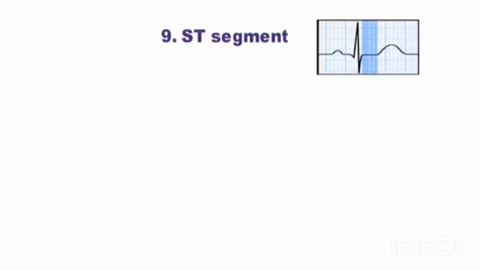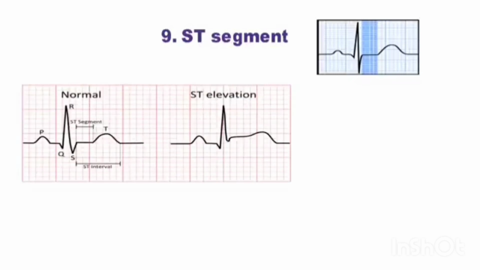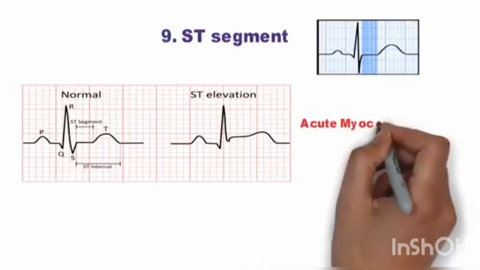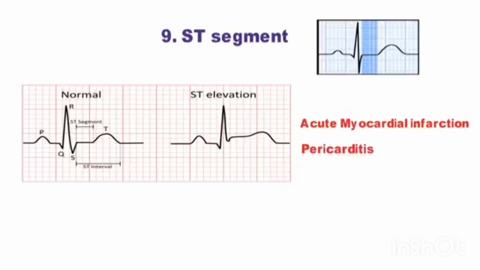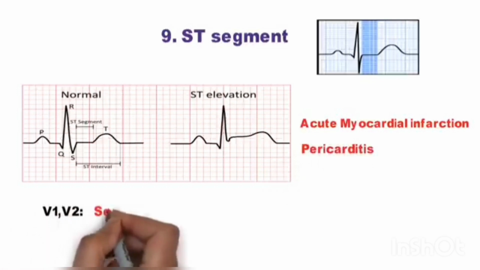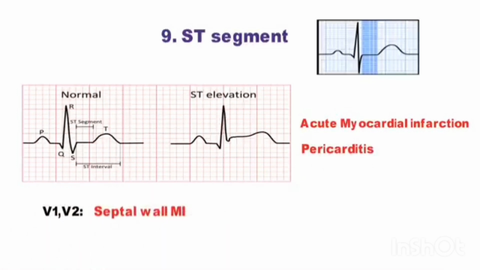Step 9, ST segment. It is the flat isoelectric section of the ECG between the end of S wave, that is the J point, and the beginning of T wave. As in this ECG, you can see ST elevation, which could be commonly due to acute myocardial infarction or pericarditis. If ST elevation is present in V1, V2, then it is septal wall MI.